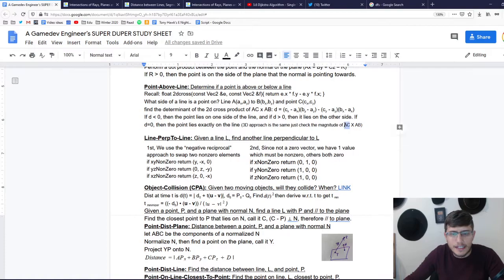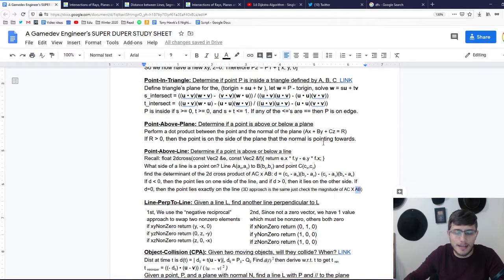Basically, AC is a line segment, and that's what I was confused by. I thought A was a line. No, A and C are points. So basically, if there's a point C and a line, a segment, which is defined by A and B, you just take AC, which is a segment, and you cross product that with AB. Okay, and so that's essentially the same idea.